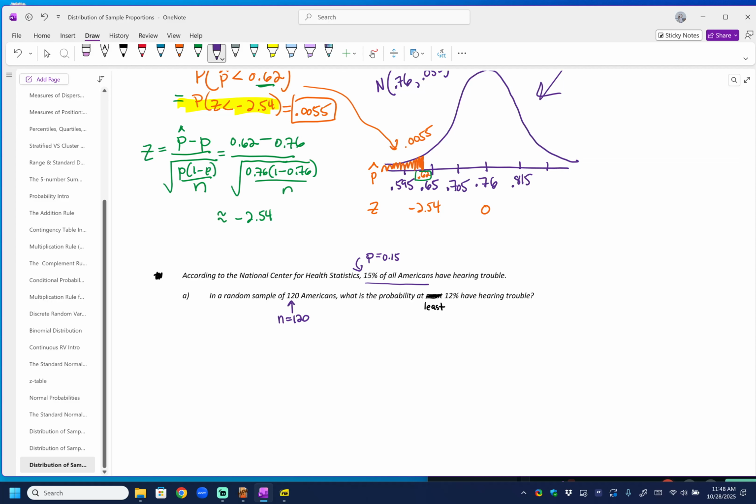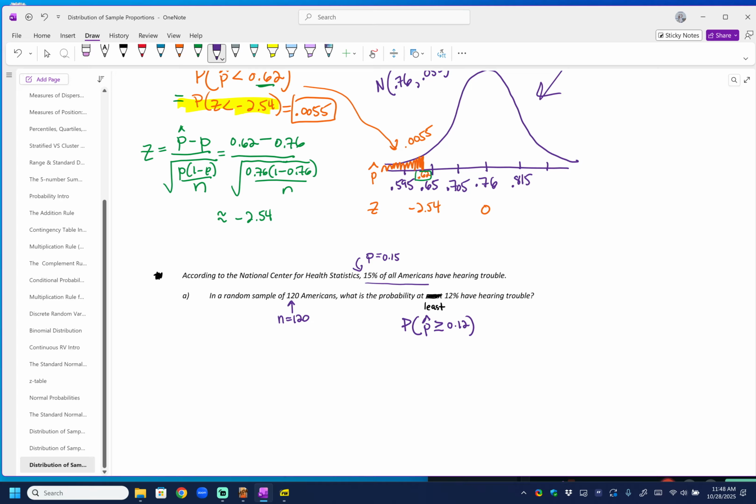So what does that look like? Well, that looks like we're dealing with a p hat. Remember, when we say at least, that means that value or more. So we're looking for greater than. We could say greater than or equal to or greater than. Remember, there is no area at any one value, so both of those mean the same in continuous random variables. But it looks like this is the focus of the problem.